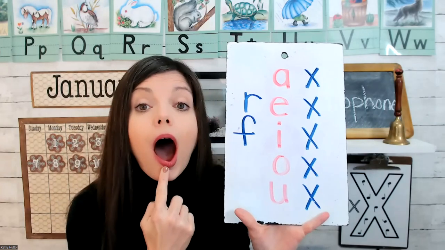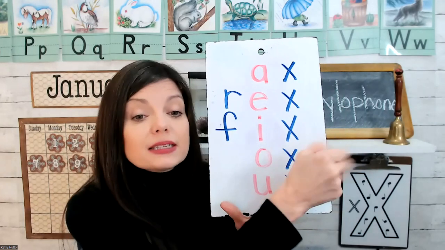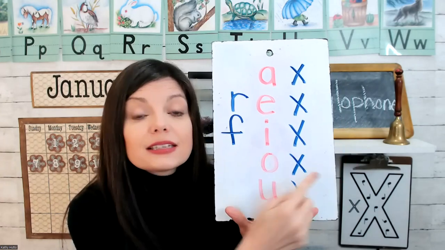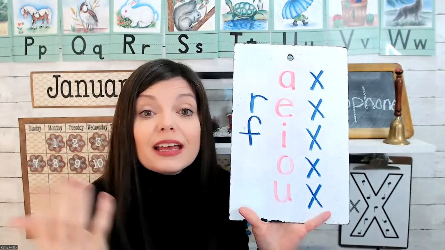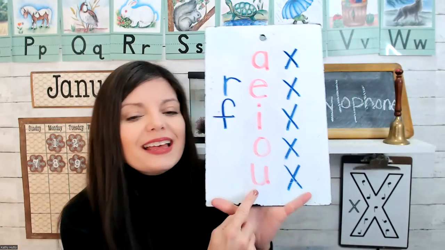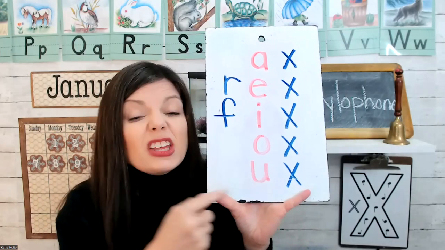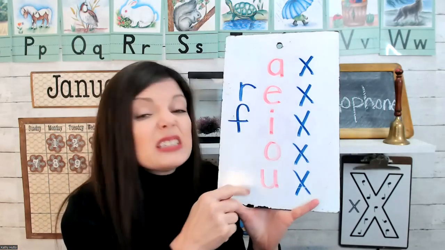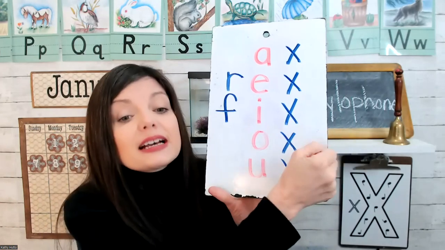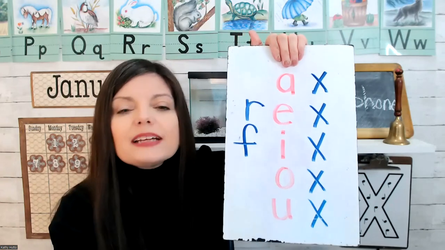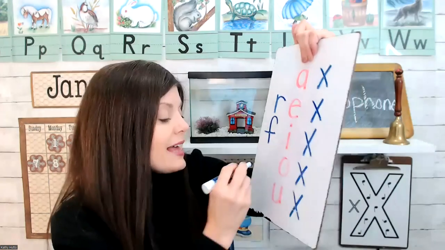O says o. Ox. Ox. And that's a real word. An ox is an animal. Let's do the last one. Ox. U has a tummy ache, remember, and says u. Ux. Let's put a letter T at the end.